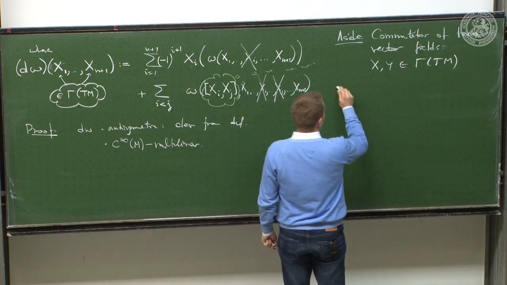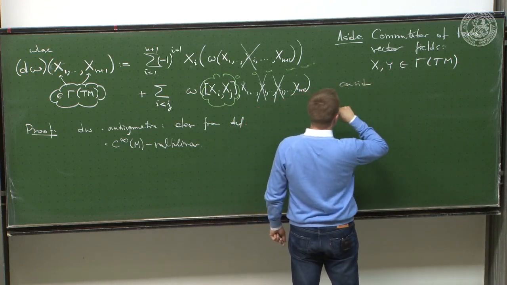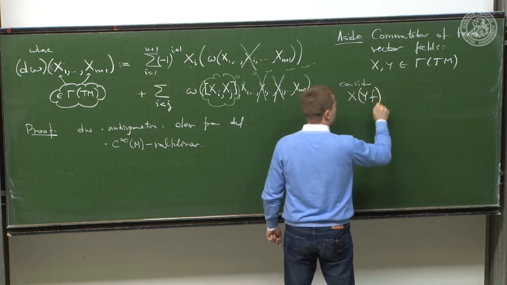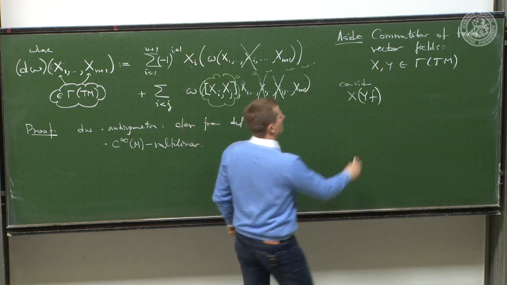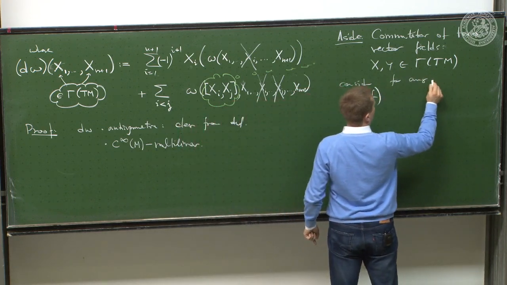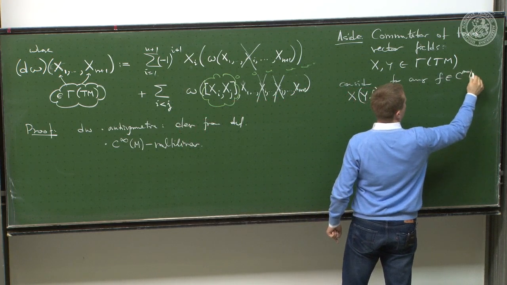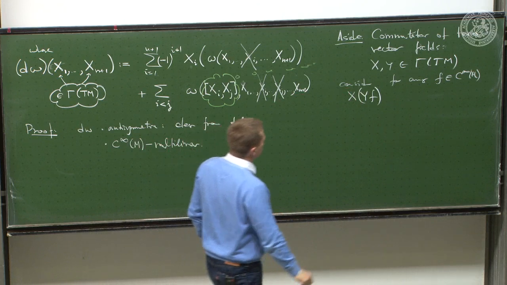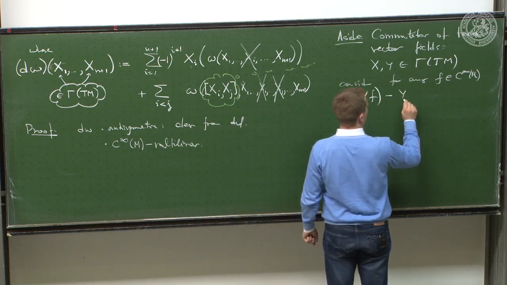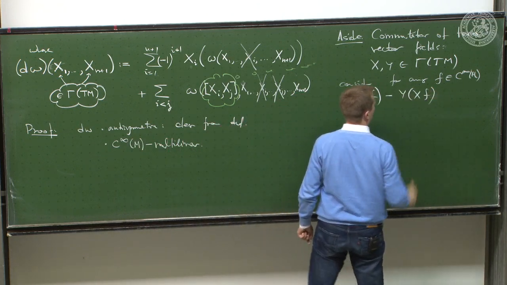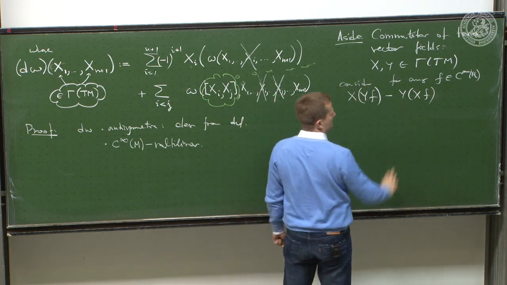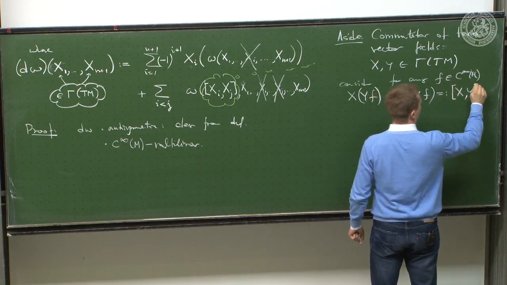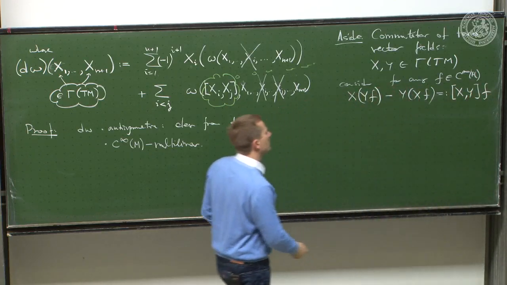And if you consider X acting on the result of Y acting on F, for any smooth function F, okay? And then you subtract Y acting on X on F. Well, this expression is defined, you know this expression, and it gets a name, [X, Y] on F.